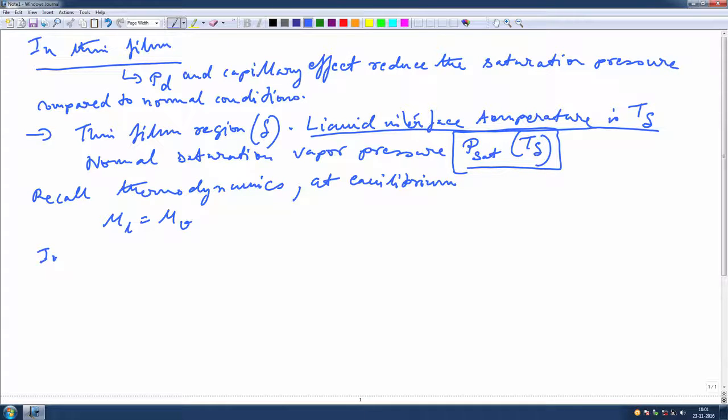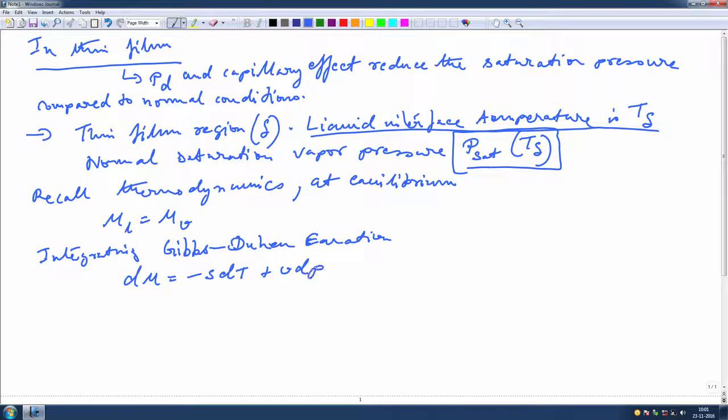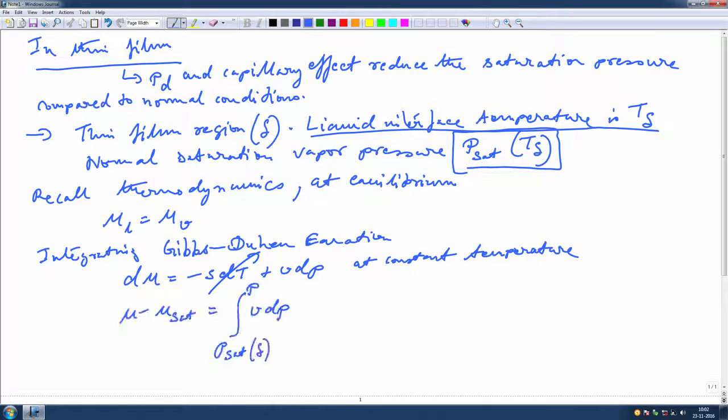Now integrating the Gibbs equation, which is basically this, and we integrate it at constant temperature. Once you integrate it at constant temperature, this term vanishes, because it is a constant temperature integration.